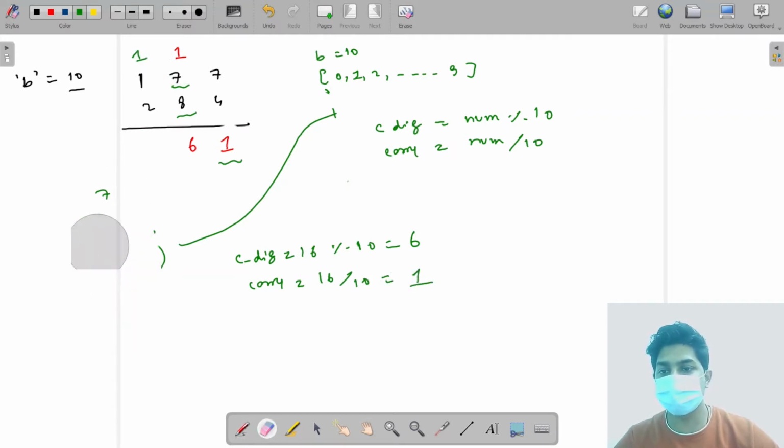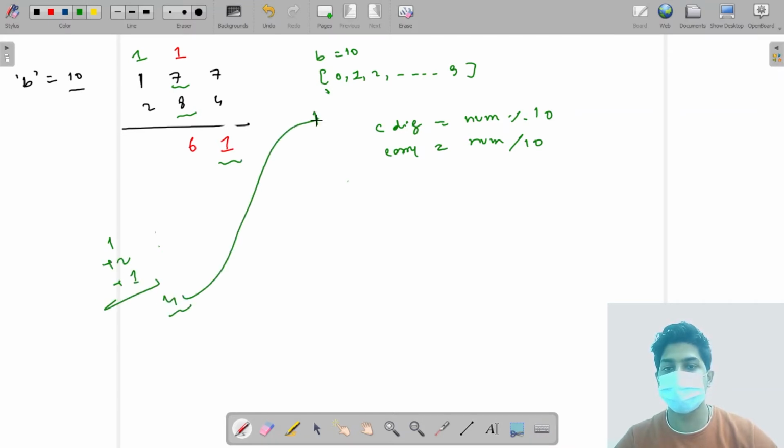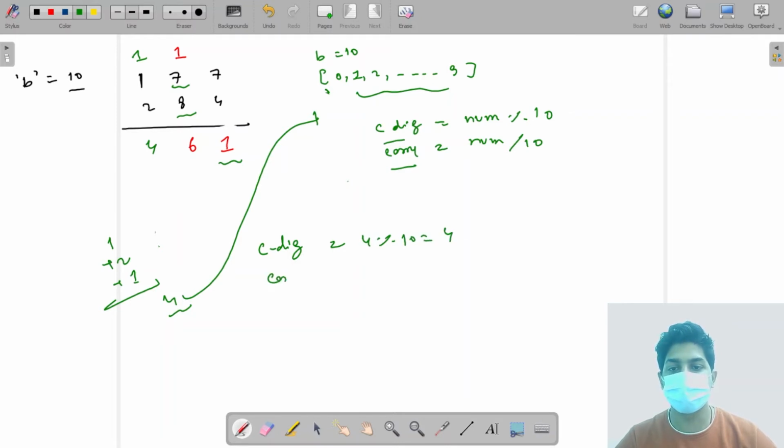Now let's move on to the next two digits. This time the digits will be 1 and 2. So 1 plus 2 plus carry 1 is 4. We can see that 4 is lying in this particular range, so we can simply write 4 over here, and we can also calculate using this formula, but we will get the same result. Let's calculate using this formula also. The current digit will be the number modulo 10, that is 4 modulo 10, which is 4 only. And carry will be 4 divided by 10, which is 0 only.